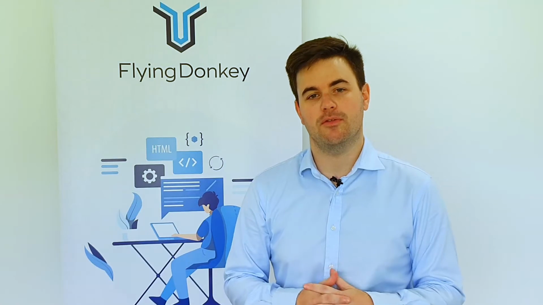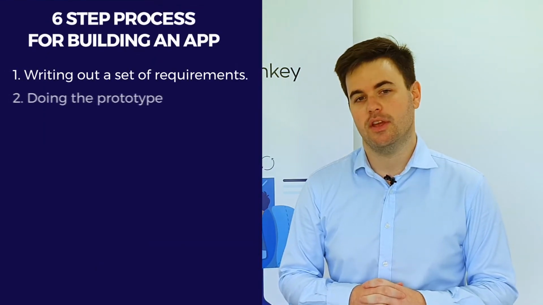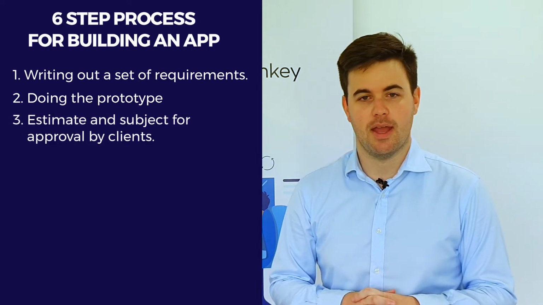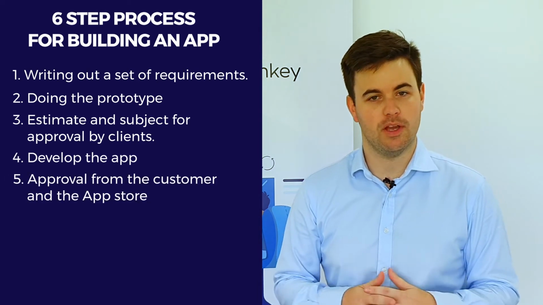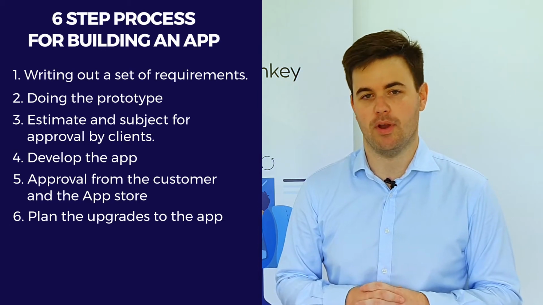Our 6-step process for building an app includes the following. Firstly, writing out a set of requirements. Secondly, doing up a prototype for those requirements. Thirdly, estimating that and getting that approved by the client. Fourthly, developing the app. Then we'll get approval from the customer. Then we'll get approval from the App Store. And then finally, we'll sit down and plan what upgrades are needed for the app. I'm gonna go on each of these in more detail in this video.